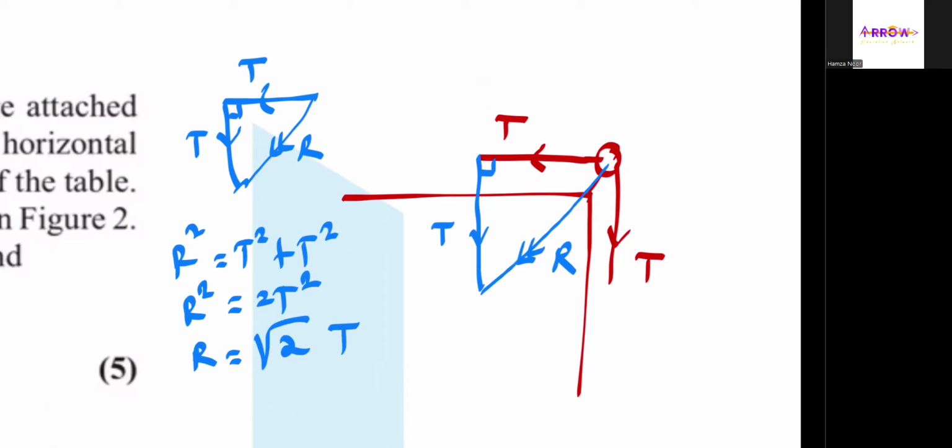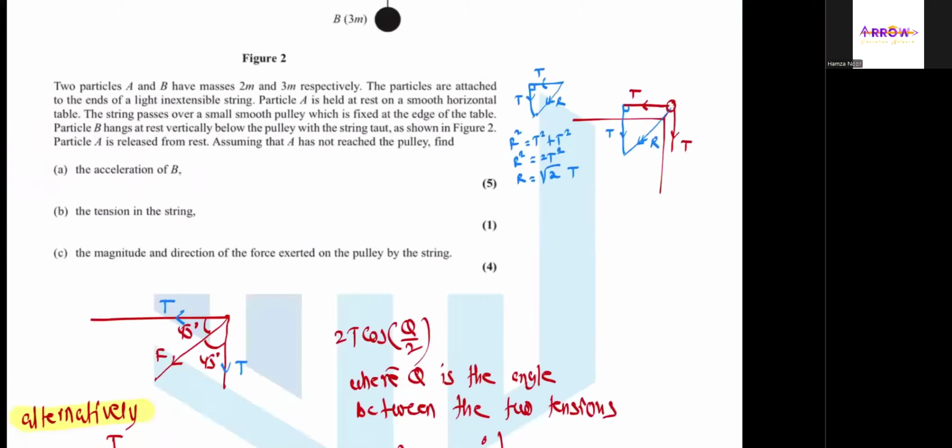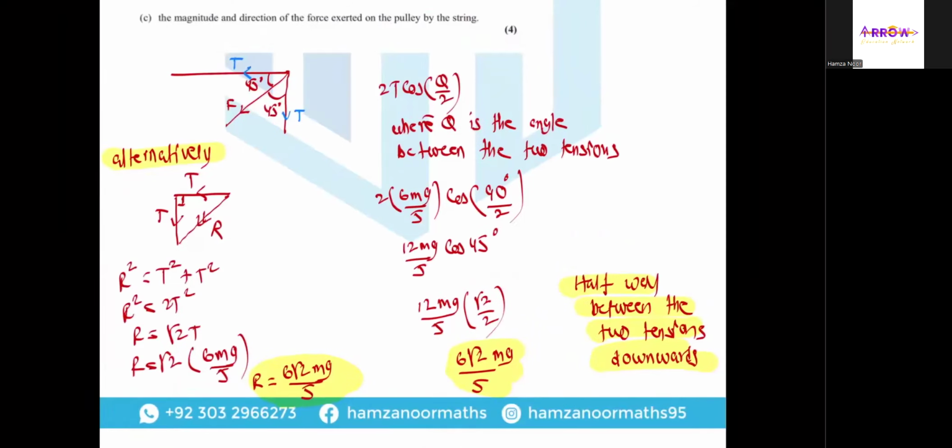So whatever the value of the tension in the string is, you just multiply it with under root of 2 and you will get your answer. This is basically one way to do this. Okay, and here I have explained this in detail over here. All right, and the other way which I've mentioned first.